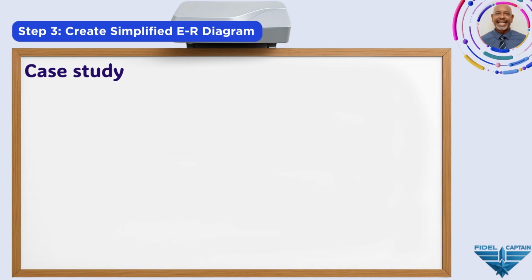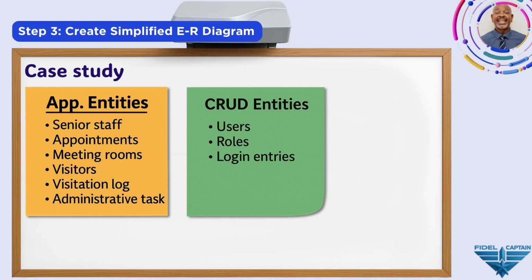Here is a list of the entities that were discovered for this case study. They are listed into two categories, the application entities and the CRUD, create, read, update, and delete entities. The application entities are the entities that are necessary for the core features of the application that do not include role-based access and auditing, whereas the CRUD entities are those necessary for role-based access and basic auditing as required by the statement of the problem.